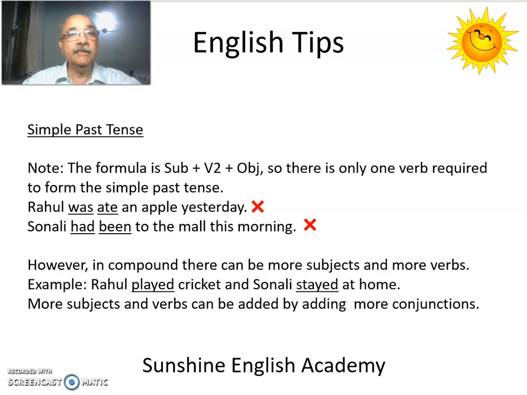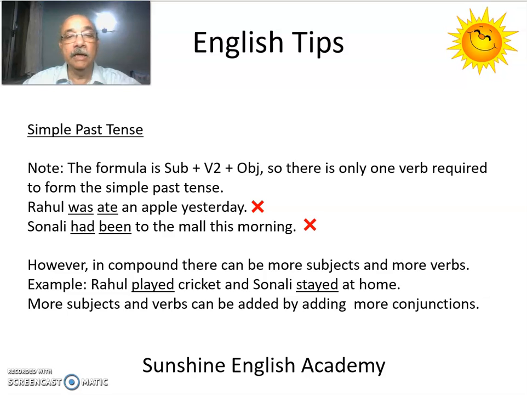Okay, I just mentioned that we need only one verb to form the simple past tense, but that is only for simple sentences. When we have compound sentences, which are joined with conjunctions, then we can have more than one subject in the sentence and we can have more than one verb in the sentence.